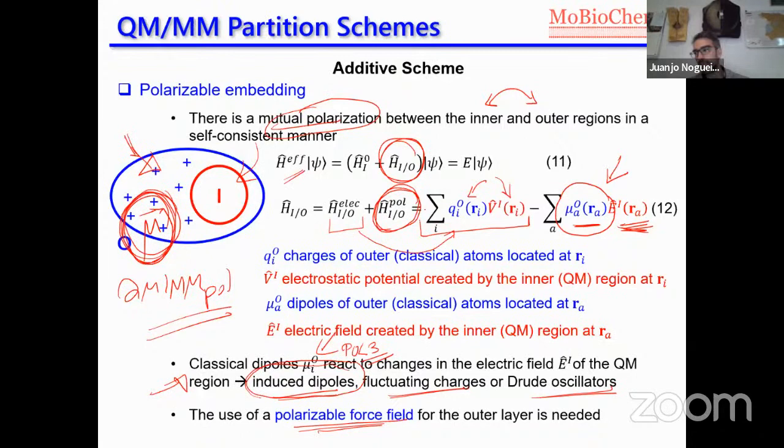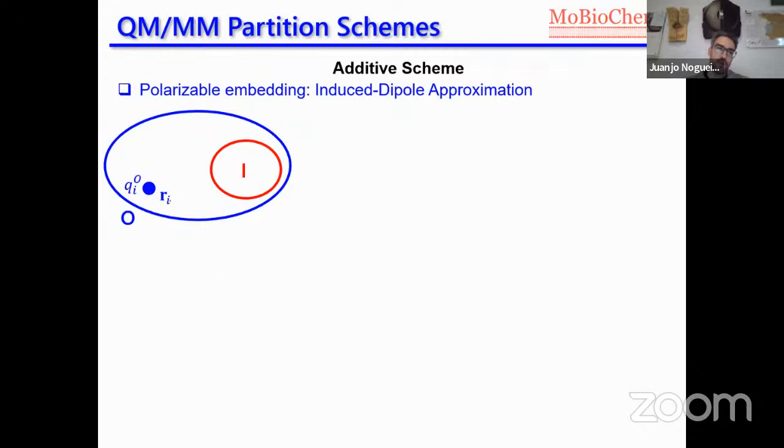Okay, so as we already know, we have at the position R_i the charges of the classical atoms. We also have now, at the position R_alpha, induced dipoles in the classical atoms. So we now have charges and dipoles in the classical region. Then the inner region is generating an electric field at these classical points, and we also have an electrostatic potential created at these classical points R_i. Okay, so this is our situation.